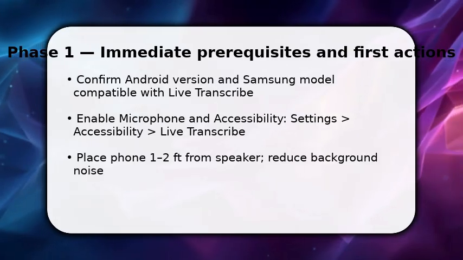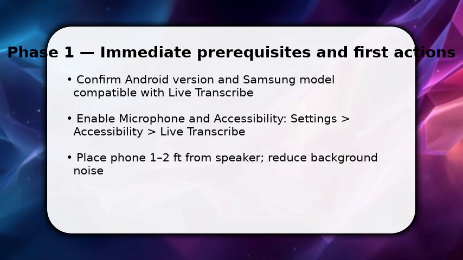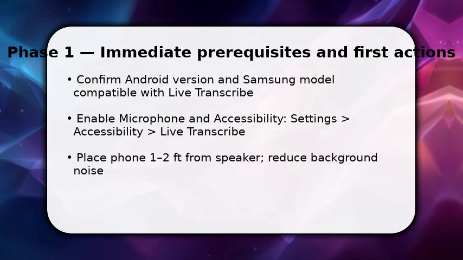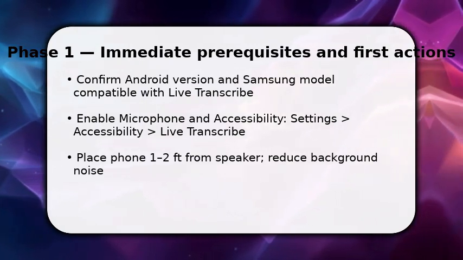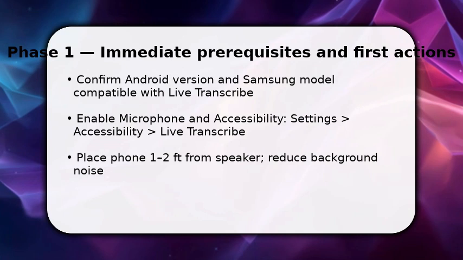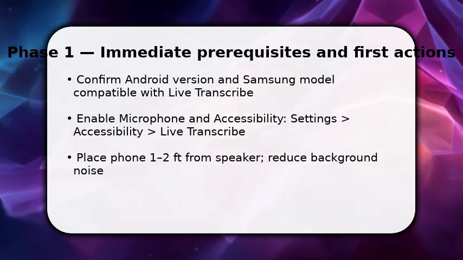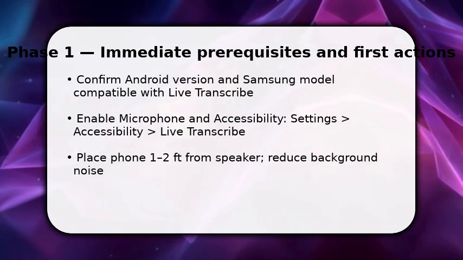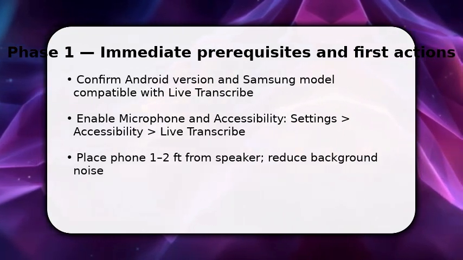You'll start by confirming compatibility and permissions so the app can hear clearly. Open Settings, go to Accessibility, then enable Live Transcribe and grant microphone access. Otherwise, transcription won't start. Once enabled, open the Live Transcribe app from the app drawer. Make sure Do Not Disturb is off so audio isn't blocked.